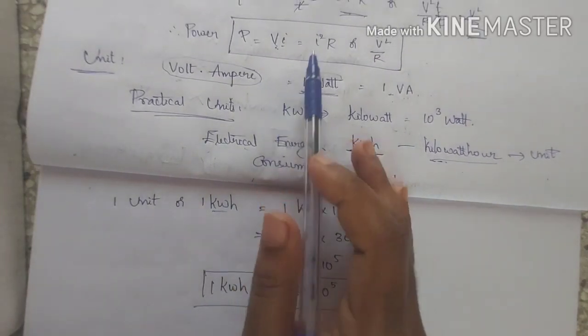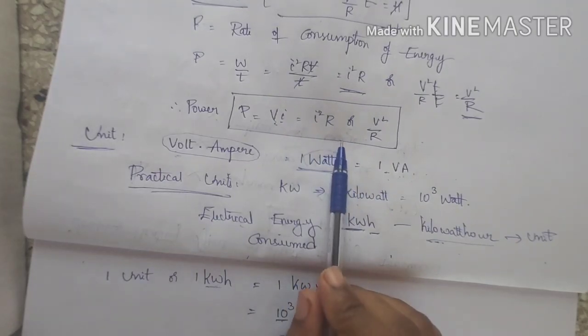For now just remember the practical unit for electrical energy consumed is 1 kilowatt hour. In order to know where these formulas have come from, you can go through my video. The link is given in the description.